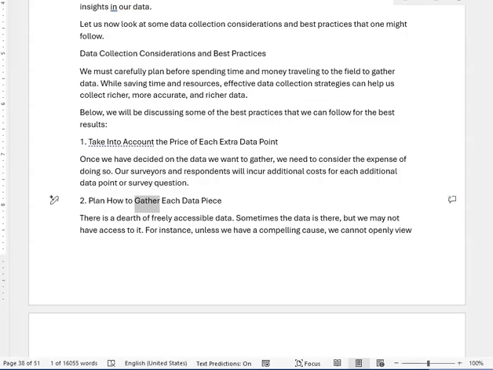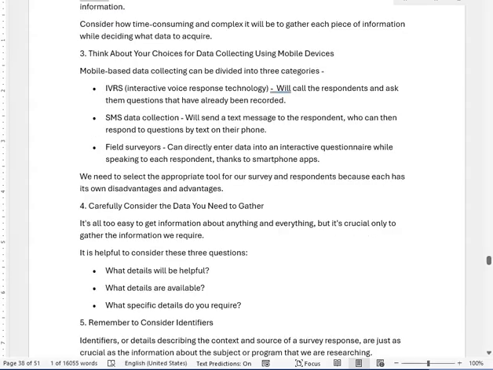2. Plan how to gather each data piece. There is a dearth of freely accessible data. Sometimes the data is there, but we may not have access to it. For instance, unless we have a compelling cause, we cannot openly view another person's medical information. It could be challenging to measure several types of information. Consider how time-consuming and complex it will be to gather each piece of information while deciding what data to acquire.